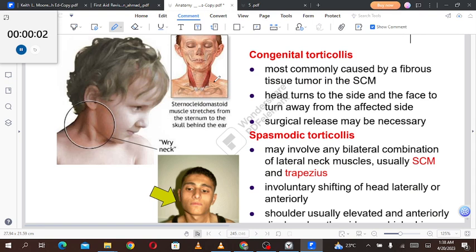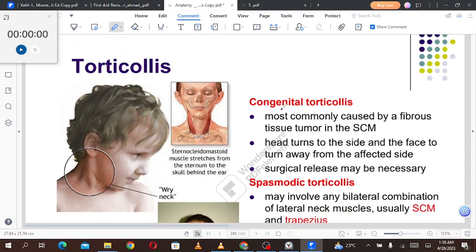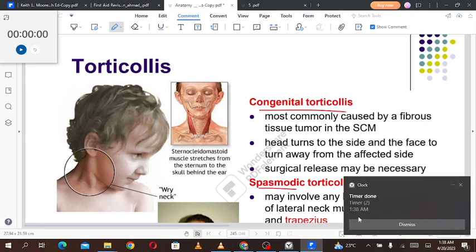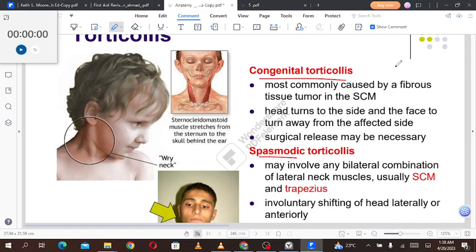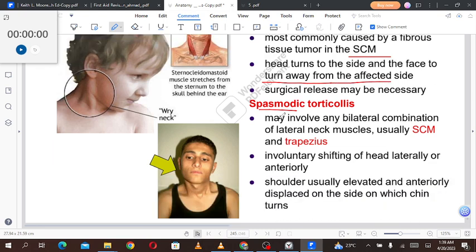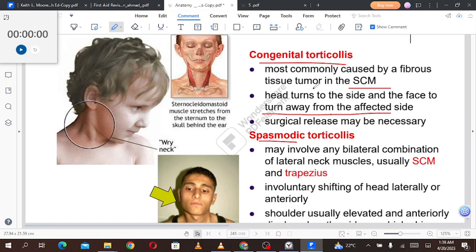Now we'll talk about torticollis. It can be congenital or spasmodic. Congenital torticollis is most commonly caused by a fibrous tissue tumor in the sternocleidomastoid muscle. The head turns to the side and the face turns away from the affected side. So the head is turning to the side while the face is turning away from the affected side. Surgical release may be necessary.